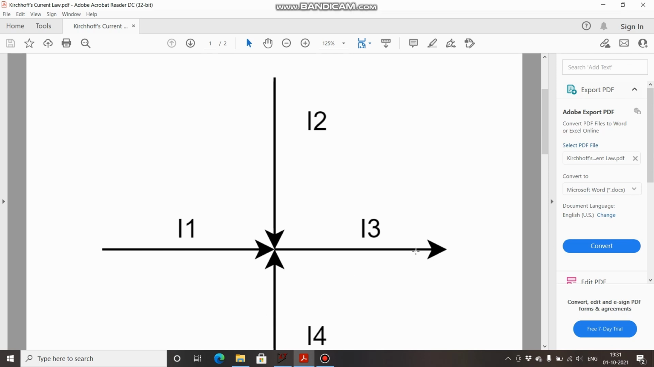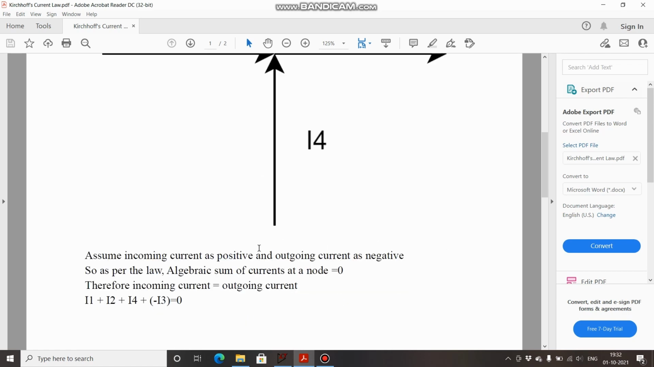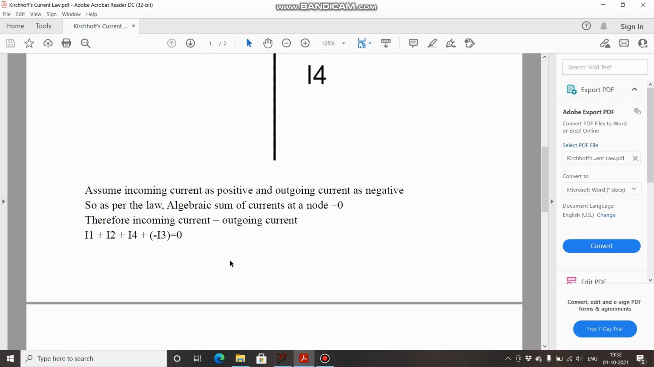If you want to write it as the sum of all the currents at a node is 0, then as per our convention, when the current is entering the node, which is the case for I1, I2 and I4, the value of current is taken positive. When it is leaving, we consider it negative. So you can write I1 plus I2 plus I4 minus I3 equals 0, because I3 is leaving the node. So yes, incoming current is equal to outgoing current.